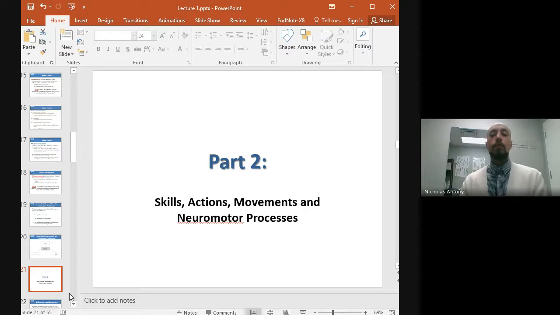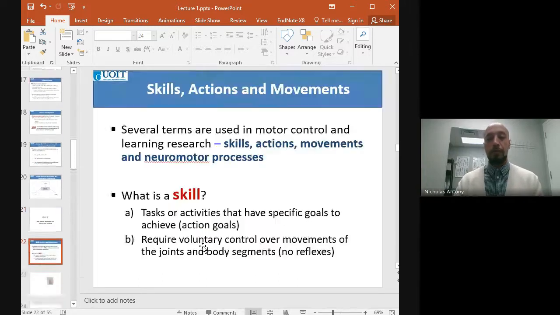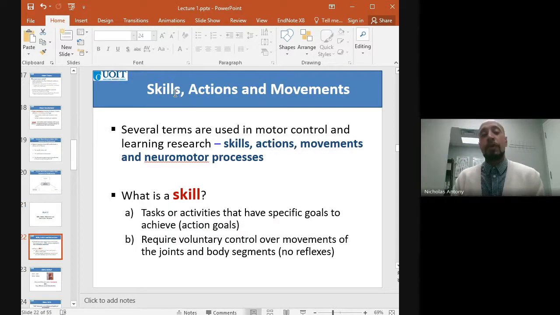Awesome. So now let's just talk briefly about some terms that were put together by the different research bodies at the different universities as this research was being developed in the 70s and 80s. The terms that we're going to learn for this lecture are skills, actions, and movements, as well as the term neuromotor processes. We're bringing them up because those terms are going to be used throughout the course.